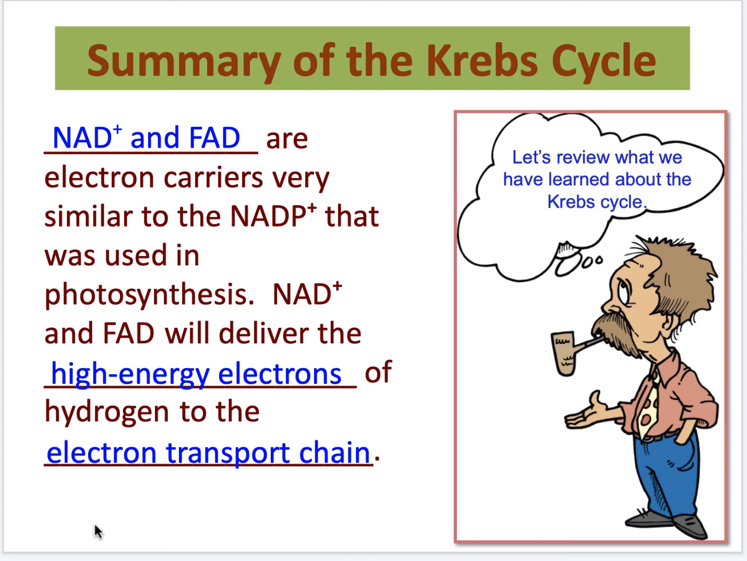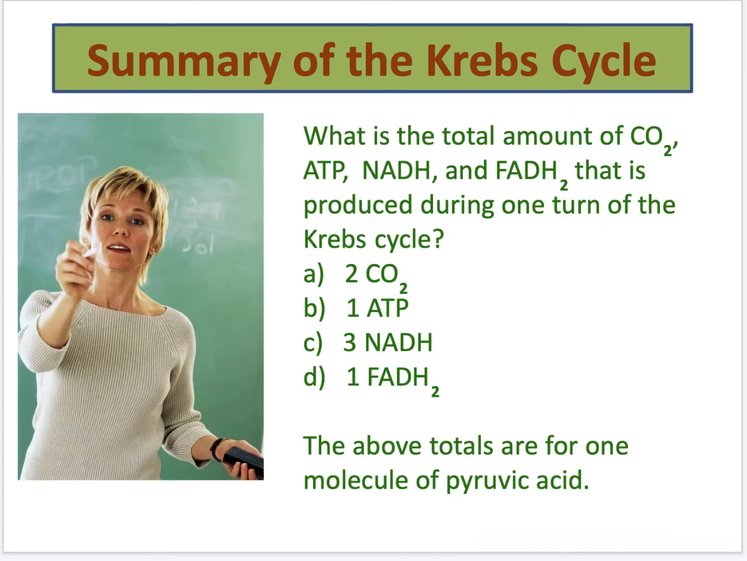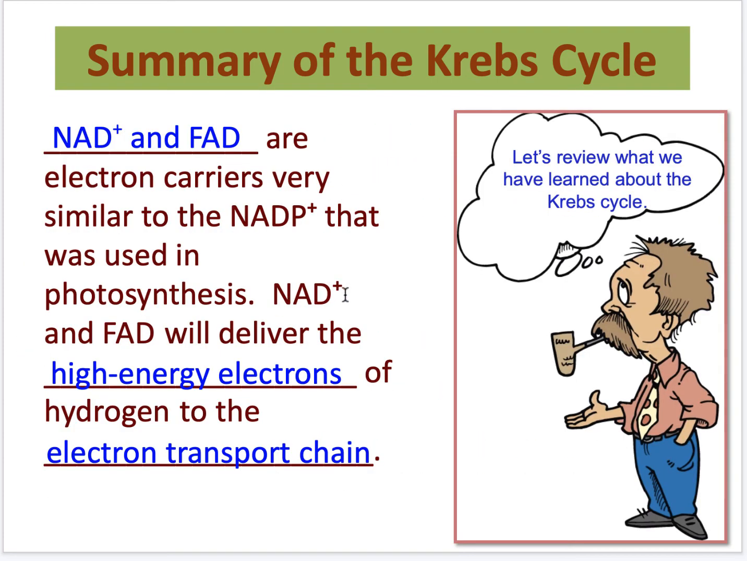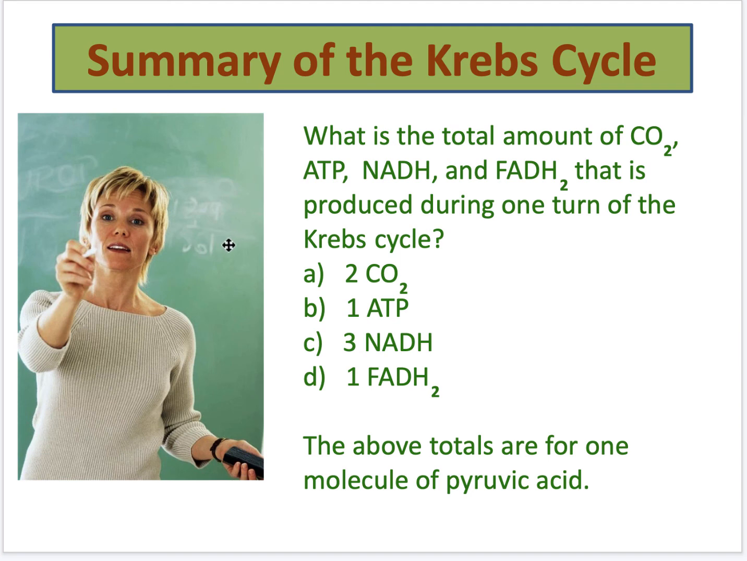All right, so a summary of the Krebs cycle, and then I'm going to let you know what I would like you to know. NAD plus and FAD are electron carriers, very similar to the NADP plus that's used in photosynthesis. NAD plus and FAD will deliver high energy electrons of the hydrogen to the electron transport chain. Okay, so the summary of the Krebs cycle.